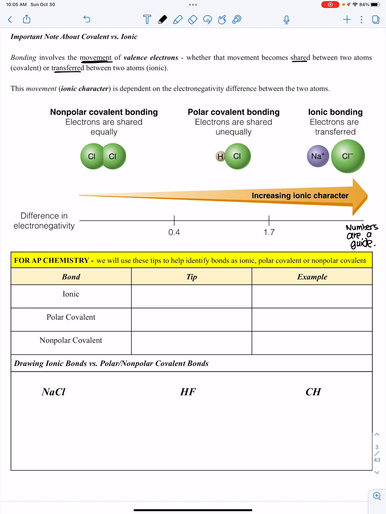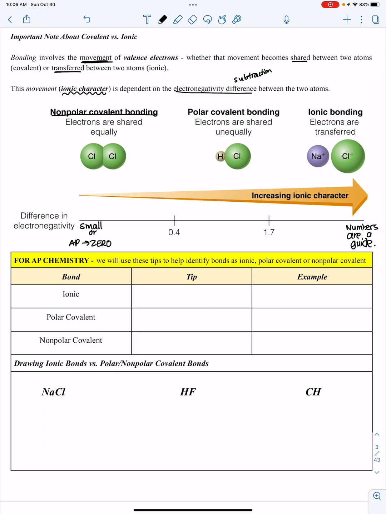This movement, which we're going to call ionic character, a vocab term in AP Chemistry, is dependent on the electronegativity difference, meaning the subtraction-wise difference between the two atoms. Nonpolar covalent bonding would have electrons equally shared. The difference would be small, or for AP, 0.